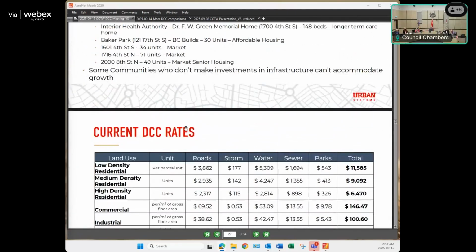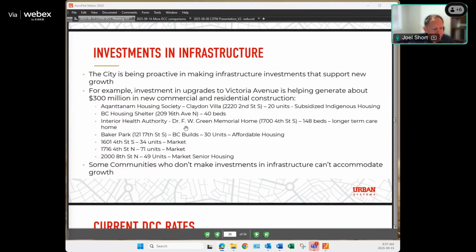Councillor So Sesky has a question, Joel. Yeah, absolutely. Thank you. Good presentation. So in places like Golden, where they don't have DCCs, how do you move forward with growth and infrastructure? What are your options if you're not using DCCs?